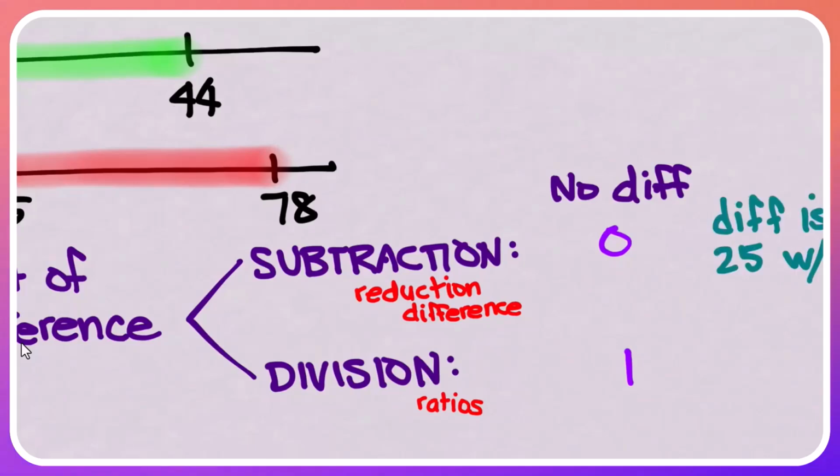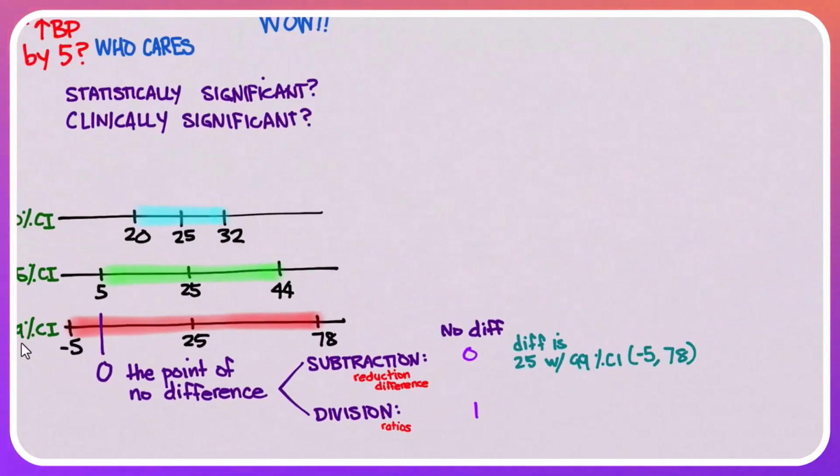So if a parameter is listed and it's a subtraction type thing, like maybe they say the difference is 25 with a 99% confidence interval of -5 to 78, you look at the confidence interval and you say, hey, that includes the point of no difference. And so that is not statistically significant.